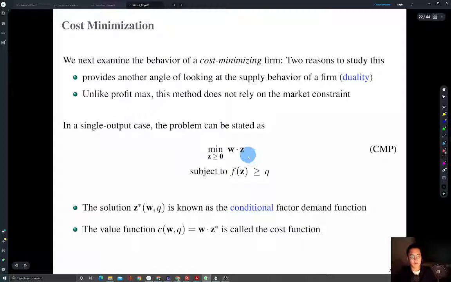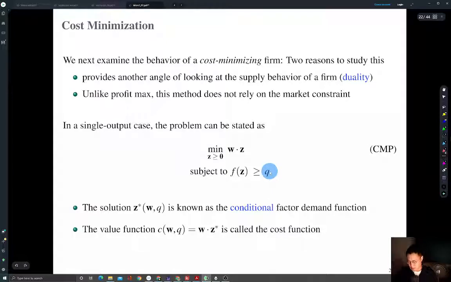And for producing an amount of Q, the necessary cost can be written this way: W dot Z. Once again, W is the input price vector, and Z is the input vector. So their dot product is the total cost of employing this amount of input given the input price vector W. And the firm attempts to minimize the necessary cost in order to produce this quantity.